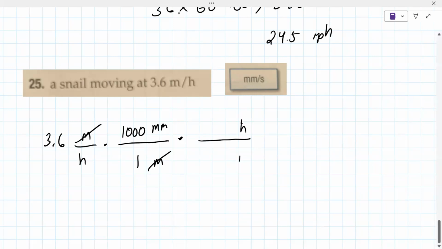So then hours to minutes. In 1 hour, there's 60 minutes. Sorry, I get this backwards. I'm rushing. Minutes to seconds, there is 1 minute and 60 seconds.